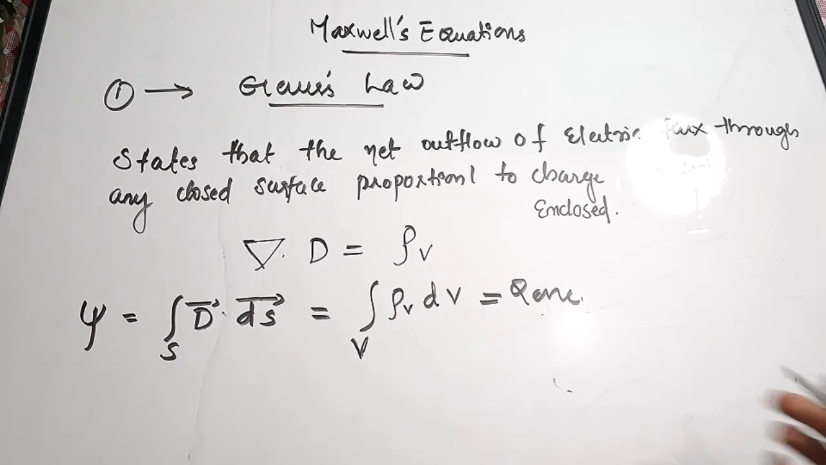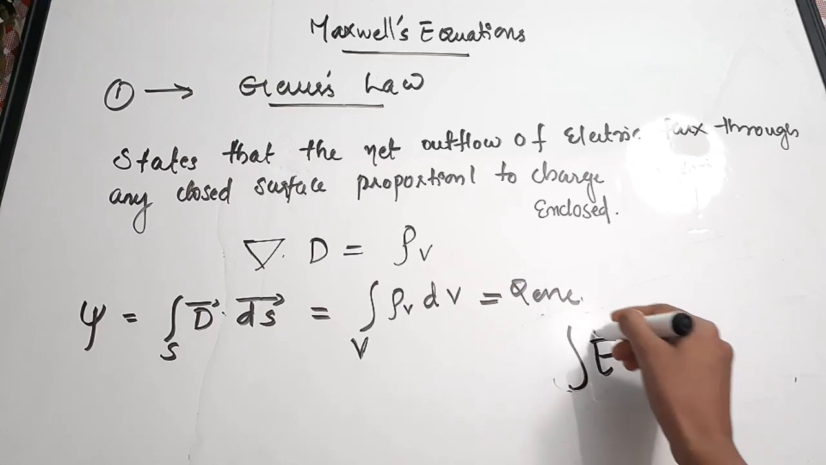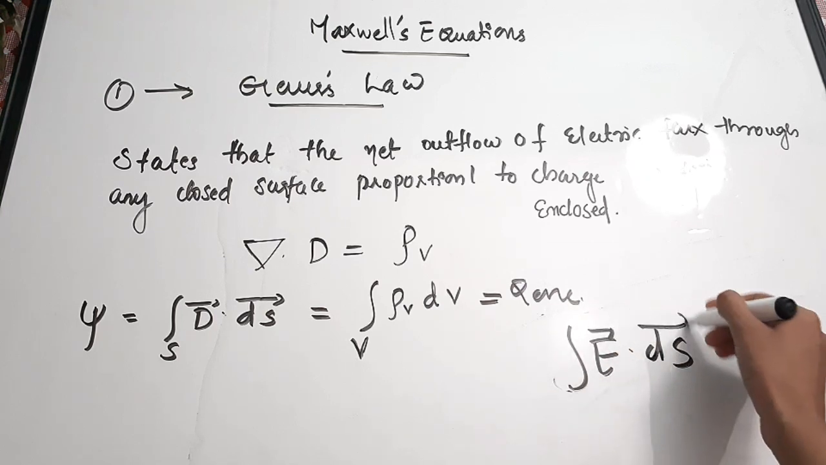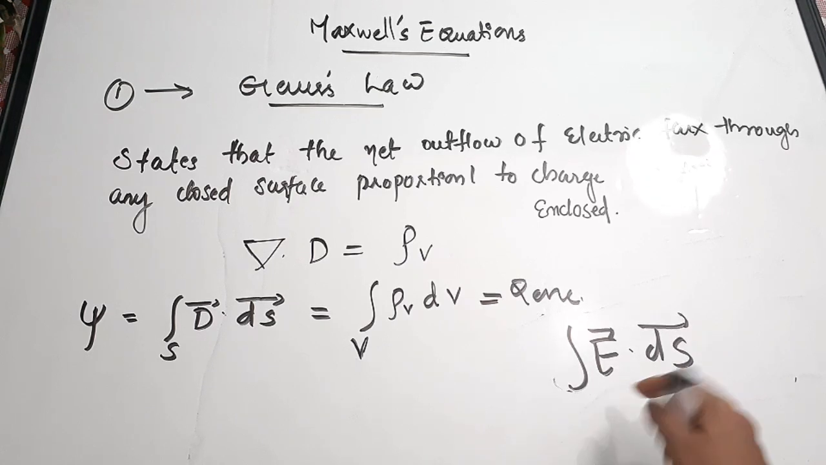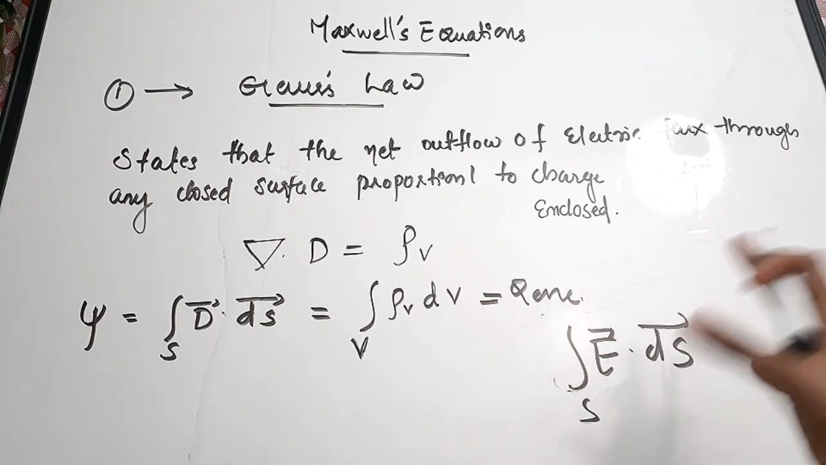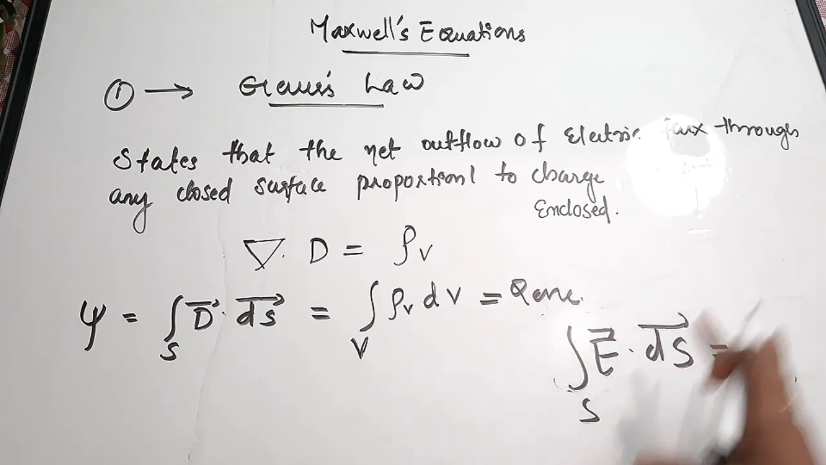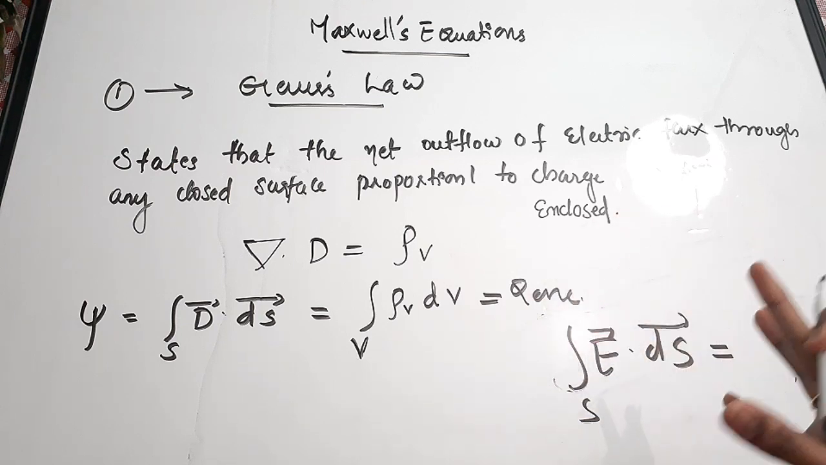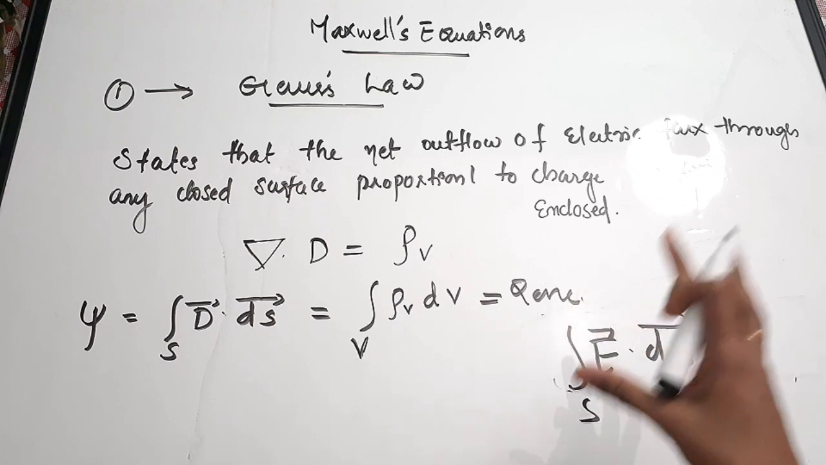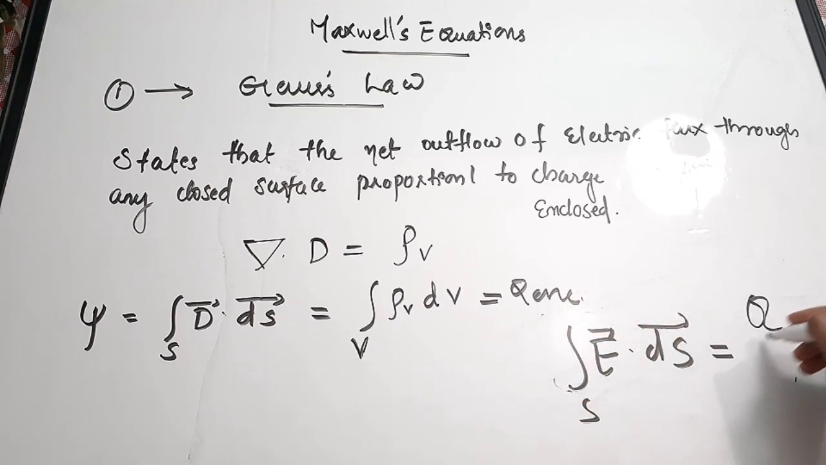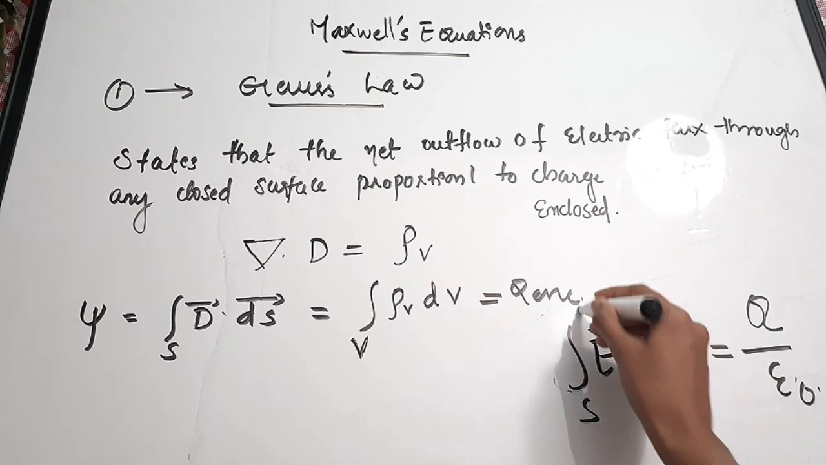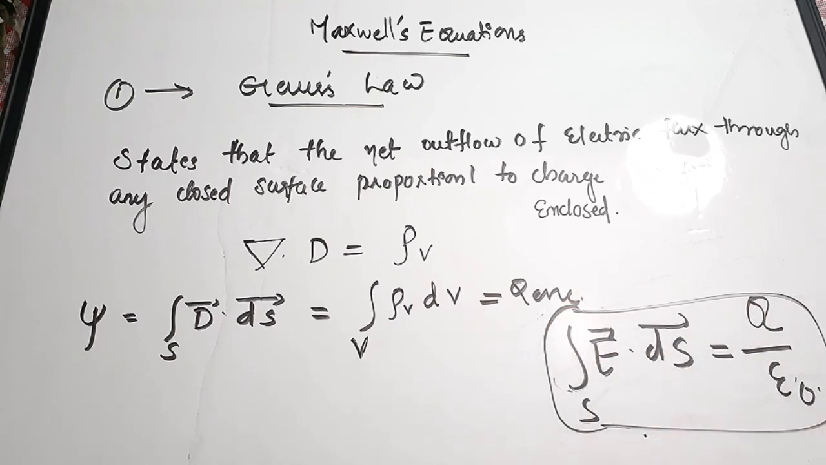In various textbooks, you can find these equations also. E dot dS means electric field intensity times area, which is the electric flux, the total electric field coming out of an area. That will be equal to Q, the charge, divided by epsilon 0. This is also a famous notation. I hope the concept is clear to you: Gauss's law means the net electric flux is equal to the charge enclosed in that area. Let's see the next equation.